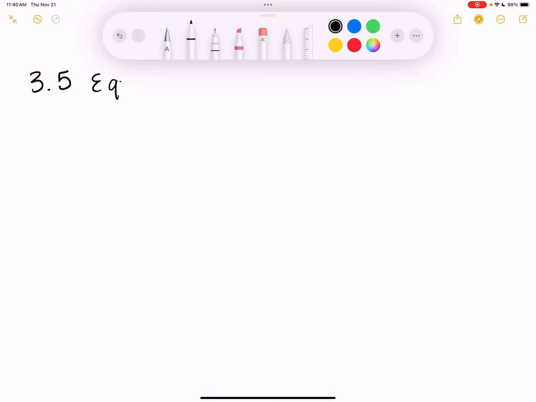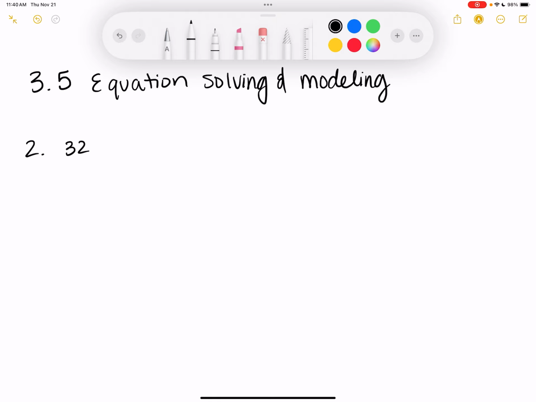Equation solving and modeling. So this should just be a lot of solving exponential and some logarithmic equations. So number 2, I've got 32 times 1/4 raised to the x over 3 equals 2.